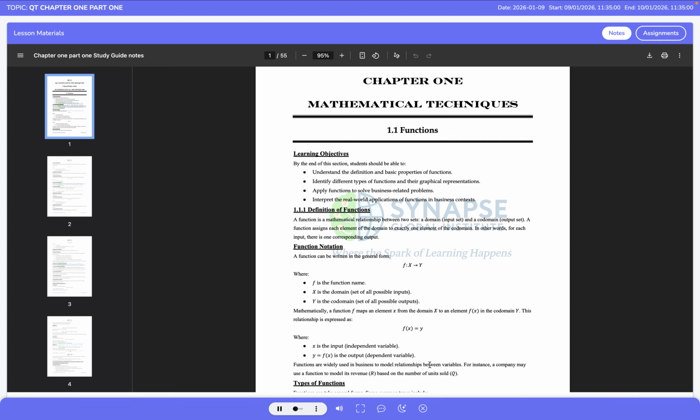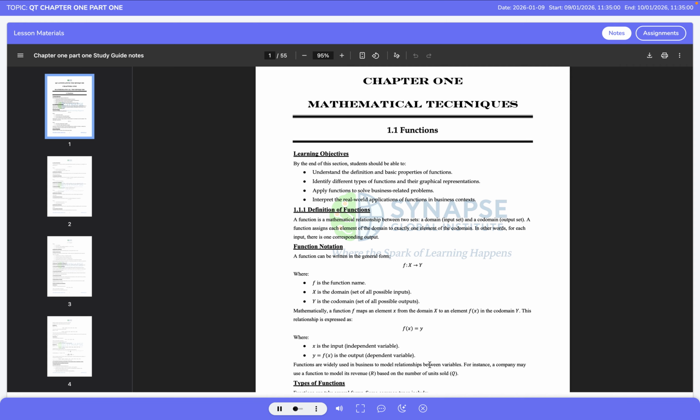A function is a mathematical relationship between two sets, known as the domain, which is the input set, and the codomain, which is the output set. A function assigns each element of the domain to exactly one element of the codomain. In simple terms, for every input, there is one and only one corresponding output. This idea of one clear output for each input is what distinguishes a function from other types of relationships.